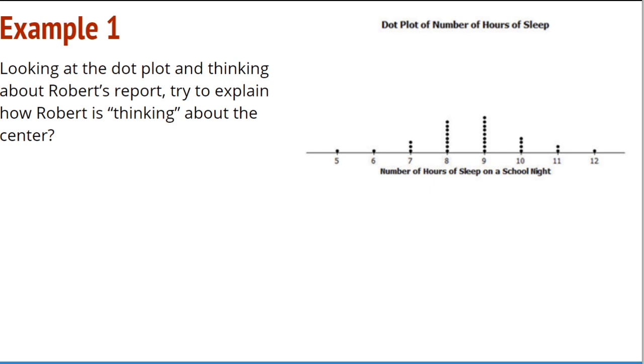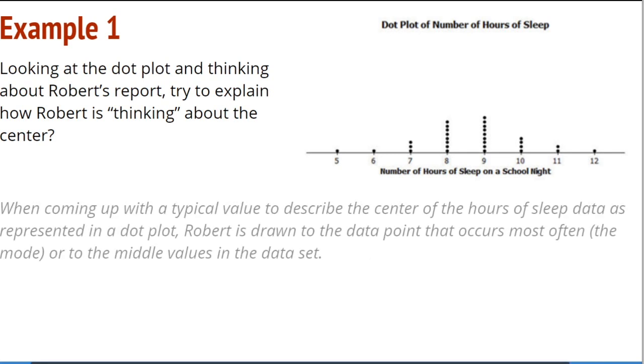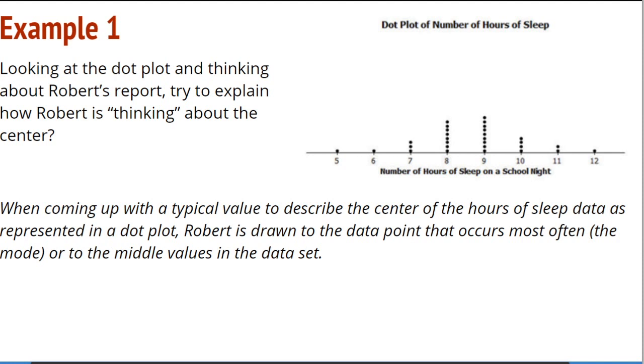So looking at the dot plot and thinking about Robert's report, try to explain how Robert is thinking about the center. We're trying to take his summary and put it in our own words. Well, when coming up with a typical value to describe the center, I see Robert is drawn to the center. And by center, these are the 2 responses that had the most answers, and it is in the middle. So he's drawn to the data point that occurs most often, which we call the mode, or to the middle values.